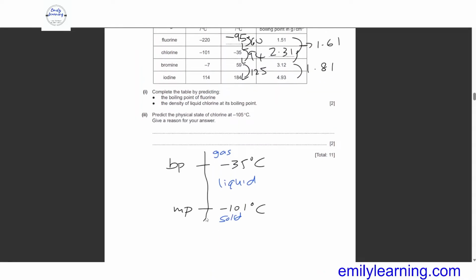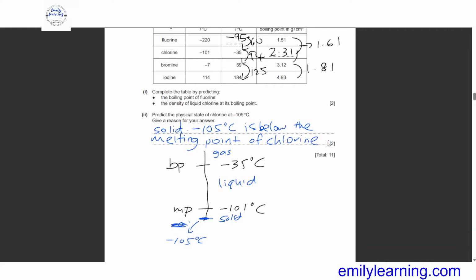So now, where is negative 105? Well, it is below, it is here. So minus 105 degrees Celsius is below negative 101. So in other words, it is a solid. So what the answer would be is that negative 105 degrees Celsius is below the melting point of chlorine. So that is why it is a solid.